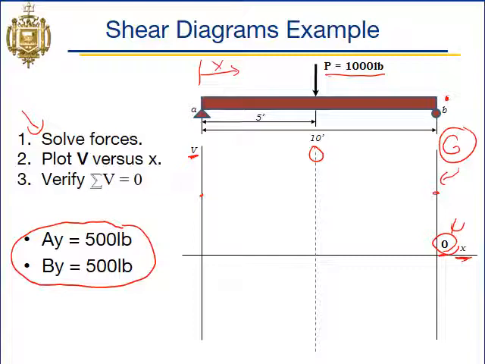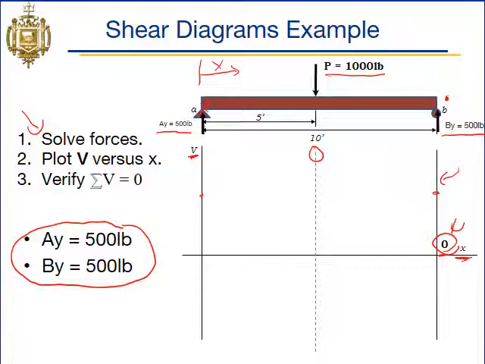If you need help with that, feel free to pause the video and solve those for yourself. You can just take moments about point A here, and that will give you those answers quick. All right, so now that we have those, we can start plotting our shear diagram. First we'll draw those forces on here. We've got our AY and our BY, both 500 pounds, and we drew a nice arrow indicating that they're going up.